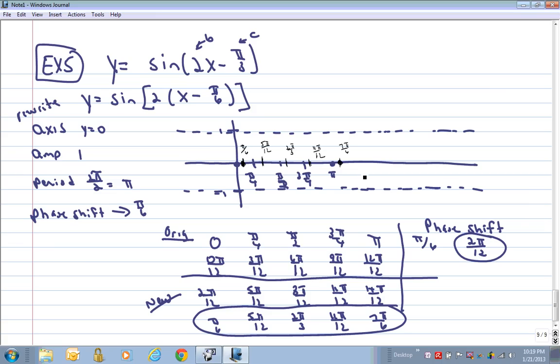Sine, you remember, always starts at the axis. This graph has no reflection, so it's going to go up first. And so at our next critical value, we would be at the top of the amplitude. At our next critical value, we're back down to the axis. At our next critical value, down to the bottom of the amplitude. And then the last critical value, back at the axis. And this graph looks something like this.